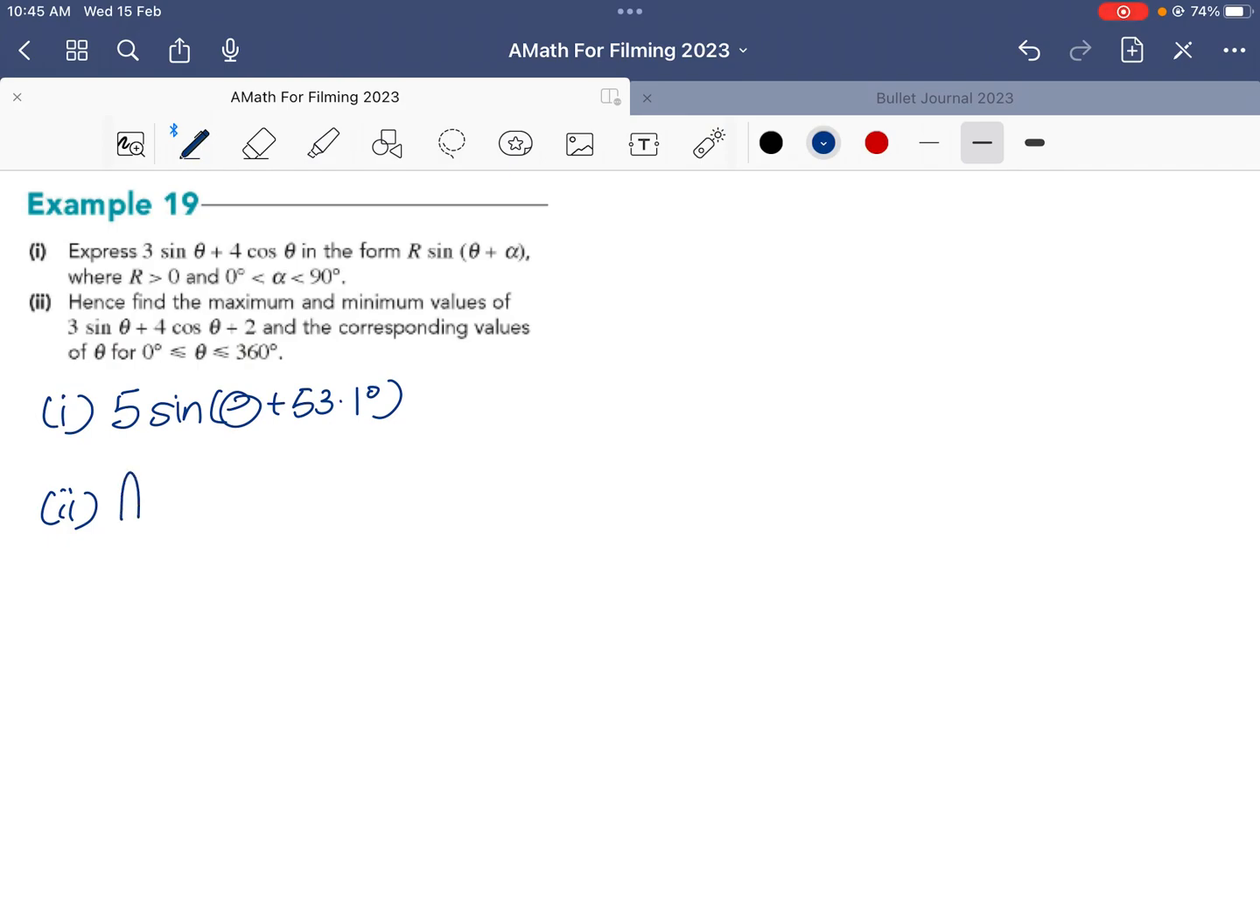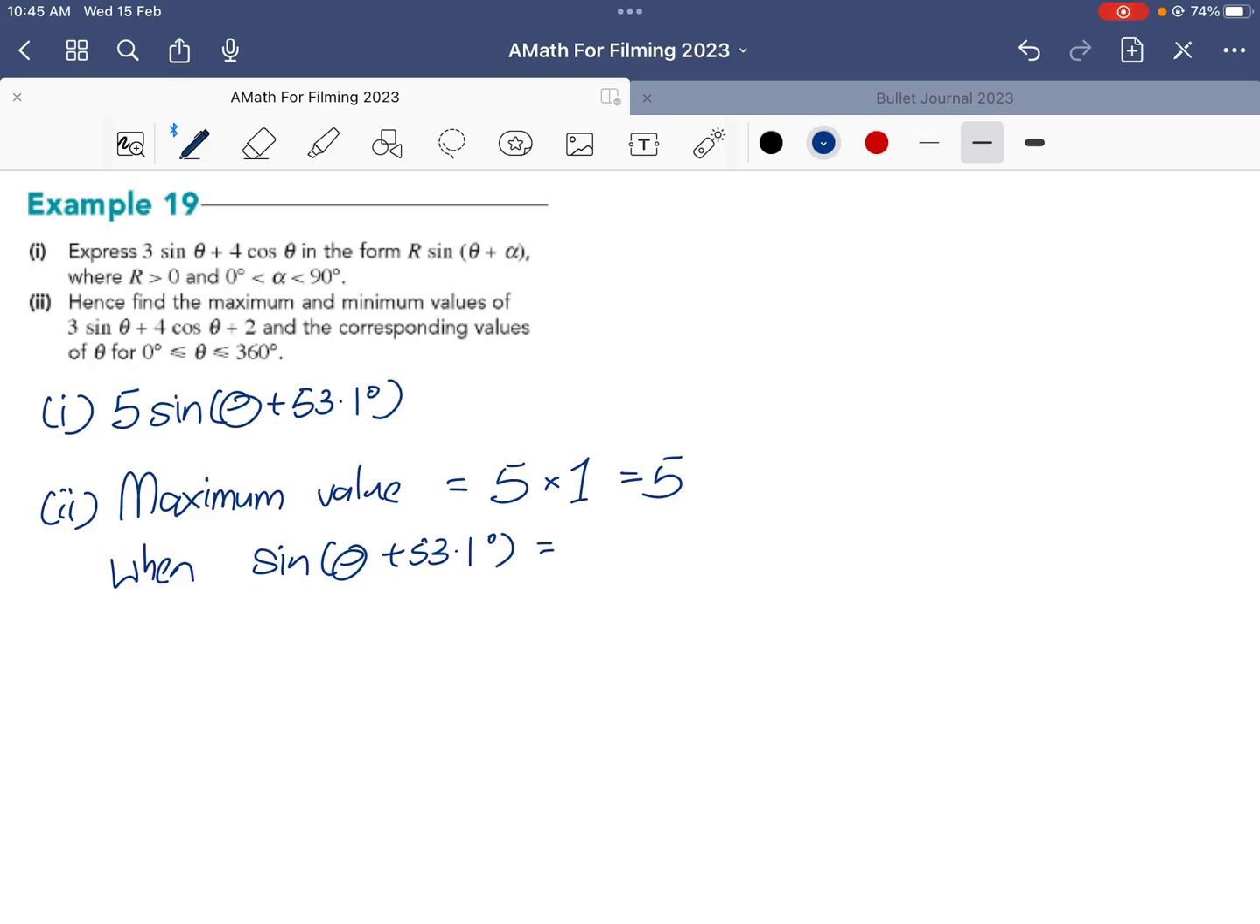So now let me work out the max value. The maximum value is equal to 5 times 1 equals 5, when sine of theta plus 53.1 degrees is equal to 1. Remember, sine and cosine function, max value is 1, min value is -1. So if I inverse sine of 1, what I get is 90 degrees. So my theta value is 90 minus 53.1. Theta gives you 36.9 degrees.